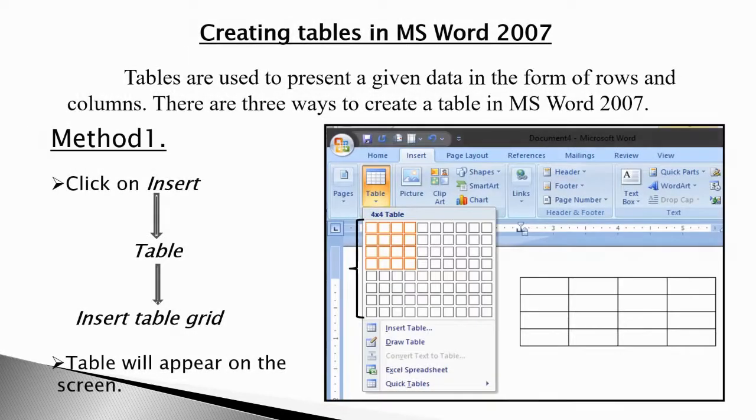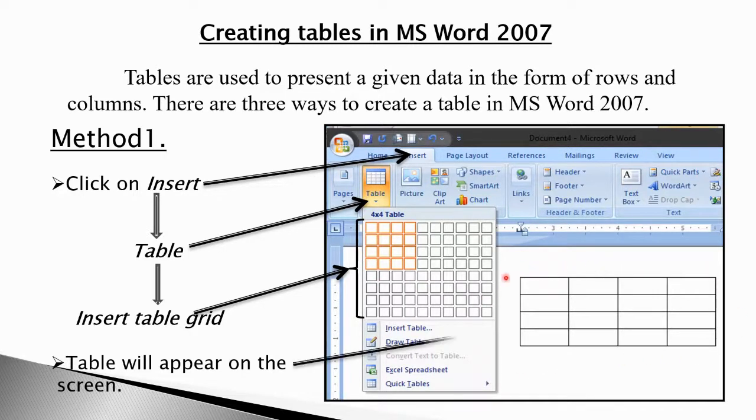Now we will learn how to create tables in MS Word 2007. Tables are used to present a given data in the form of rows and columns. There are 3 ways to create a table in MS Word 2007. Now the first method is click on the Insert tab, then click on the Table option here, then Insert Table Grid by selecting the number of rows and columns you need. So as you can see students here, the table will appear on the screen.